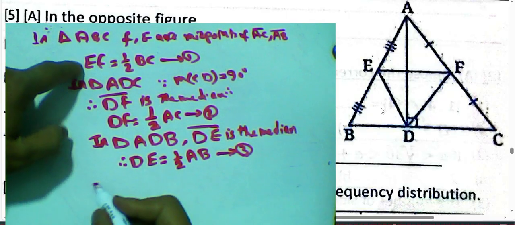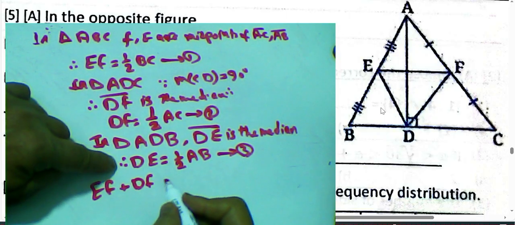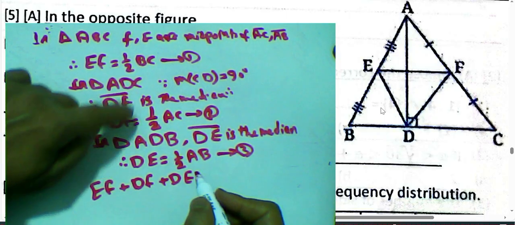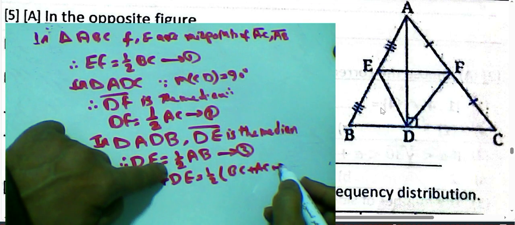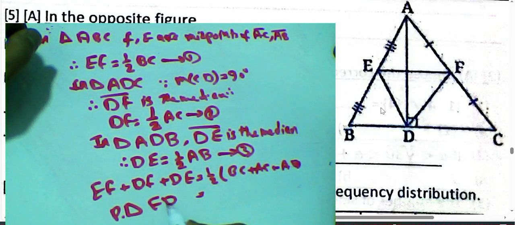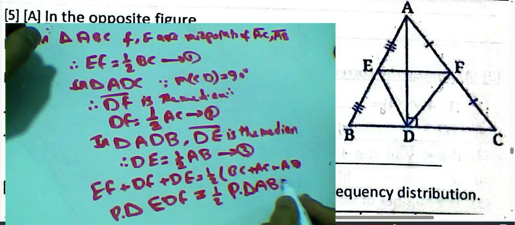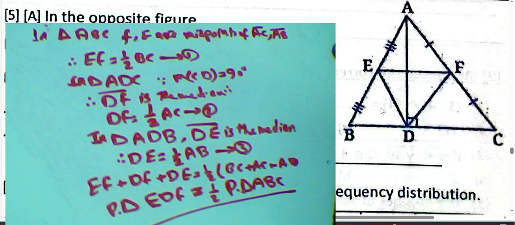Okay, from relations 1, 2 and 3 we can collect together. Look at here, EF plus DF plus DE equals, we can add half BC and AC and AB. It will give the perimeter of triangle EDF equal to half of the perimeter of triangle ABC. Okay, we proved that. It's a finished answer.